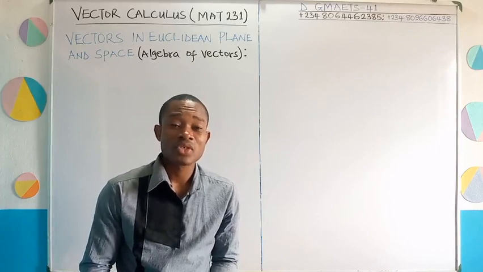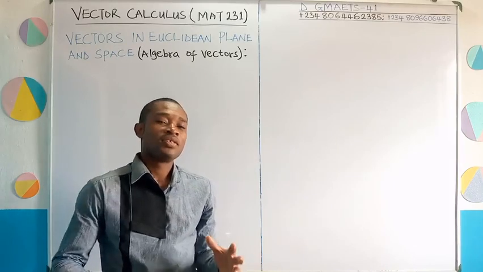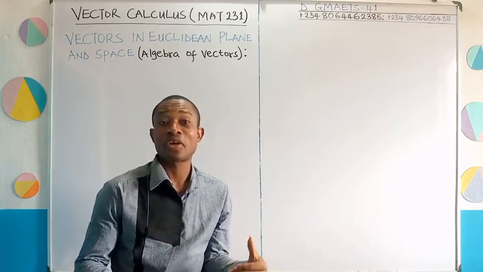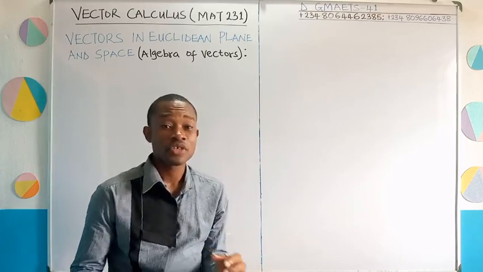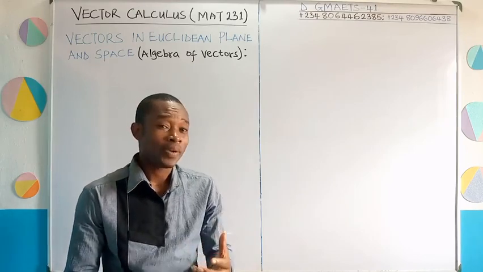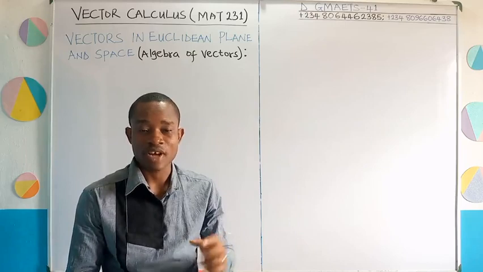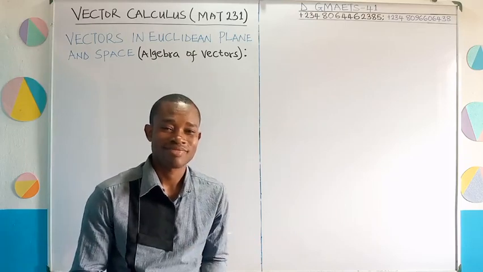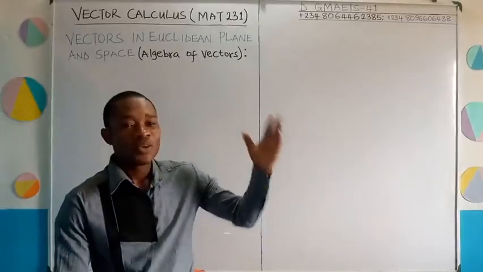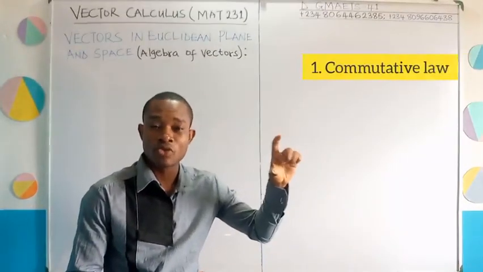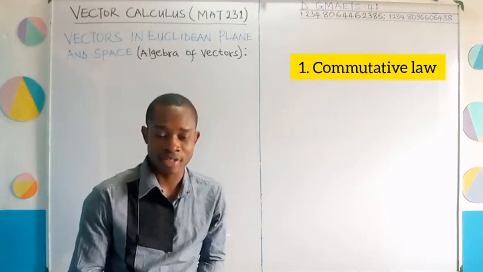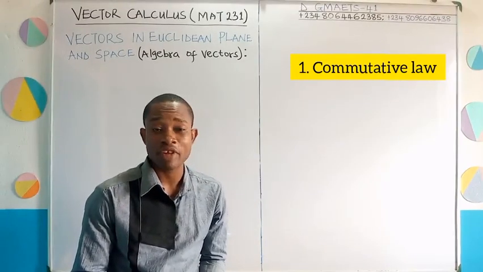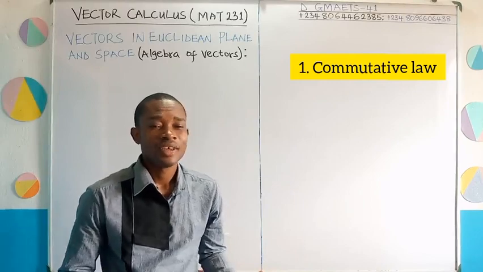Now, we are going to consider certain rules, alright? These rules are algebra rules, according to Euclidean geometry. These rules of arithmetics apply to the concept of addition and subtraction of vectors. And what are these rules? One of them we're going to talk about is the commutative rule of vector addition and subtraction. What do we mean by the commutative rule of vector addition and subtraction?